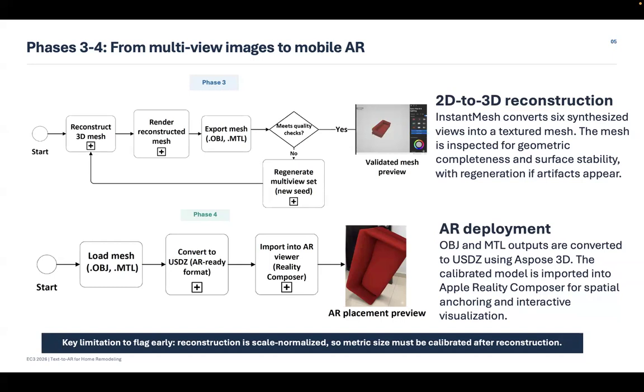So hence, in phase 4, the OBJ and MTL assets are converted into USDC format using Aspose 3D. The model is then imported into Apple Reality Composer, where it can be oriented, scaled, and spatially anchored in view in a real indoor environment, which is clearly what the picture shows. Now, this phase demonstrates the practical path from a reconstructed mesh to an asset that can be displayed using consumer-grade mobile AR.